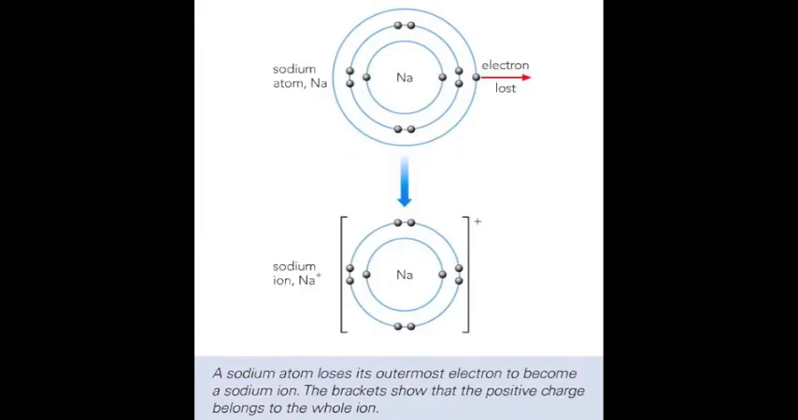Metal atoms lose electrons to form positively charged ions called cations. For example, sodium atoms become sodium ions with a plus charge. The plus sign shows that a sodium ion carries a single positive charge.